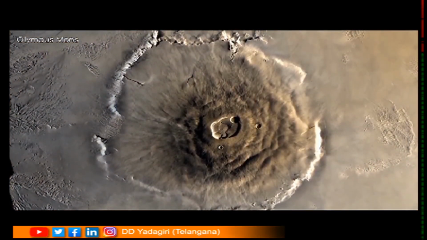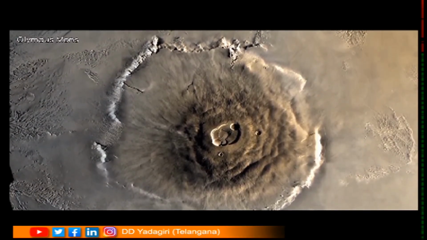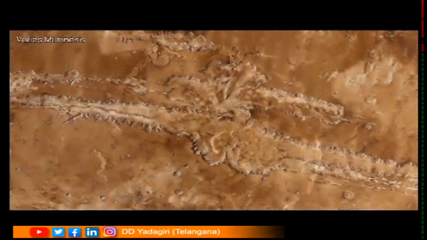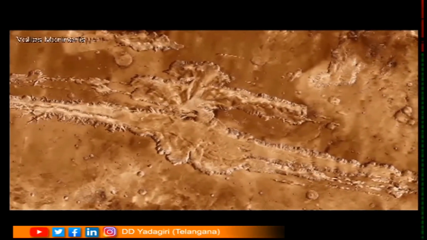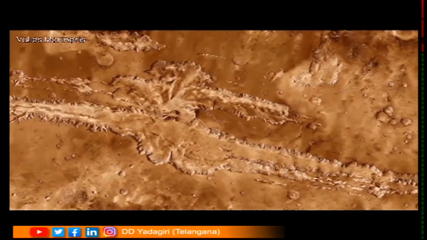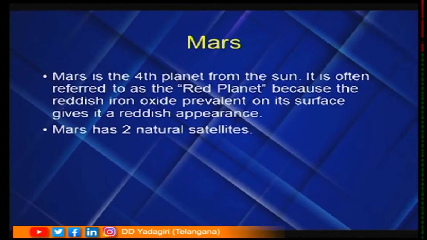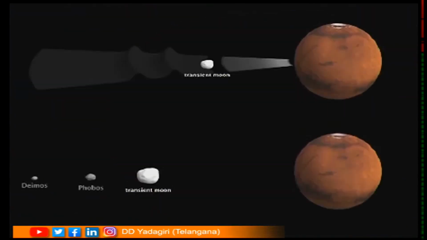These are some images from the planet Mars. There were some craters also, and some images they have found through the telescope. They doubt that there was water, and when water will be there, of course, life also can be suspected on this planet. So, children, Mars is the fourth planet from the sun. It is often referred to as a red planet. It has two natural satellites. So, satellites are the objects which revolve around the planets.